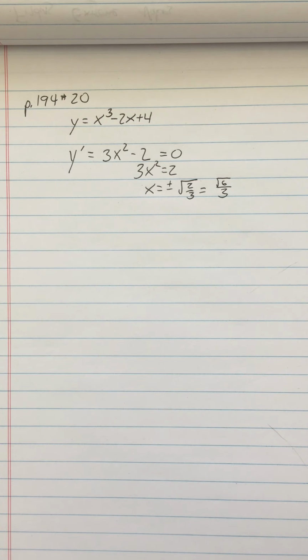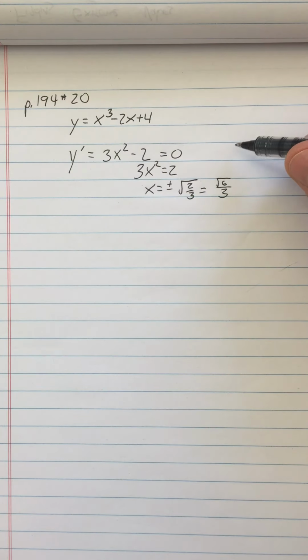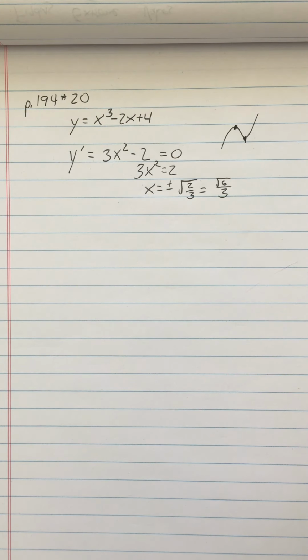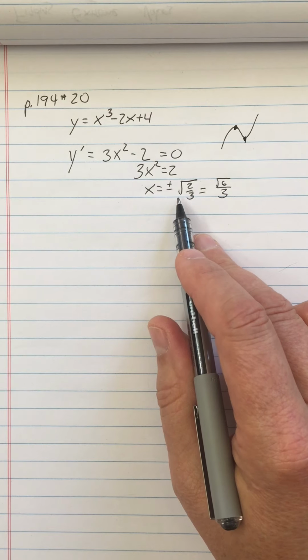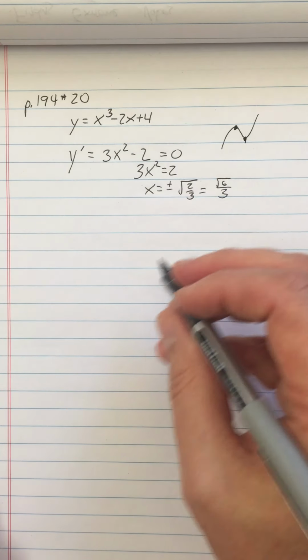Okay, and so now we just need to determine which is a max, which is a min. But by the way, in this case, look, this is a positive cubic. Since this is a positive cubic, I know what this graph looks like. So I know that the one to the left is a max, and the one to the right is a min. So we already know that negative square root 2 over 3 is a max, and positive square root 2 over 3 is a min. But can we justify that analytically?